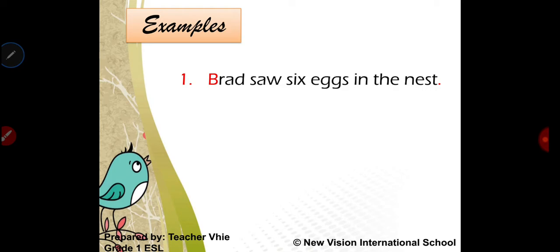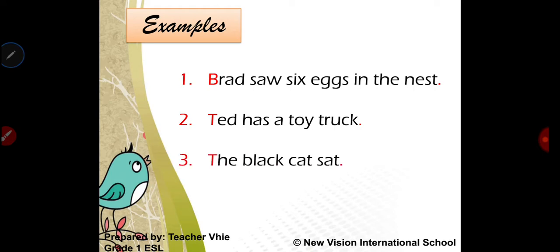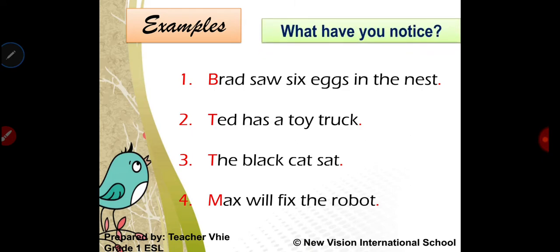Brad saw 6 eggs in the nest. Ted has a toy truck. The black cat sat. And Max will fix the robot. Now, the question is, what have you noticed? All right, good job. It begins with a capital letter and it ends with a period. So all of them begin with a capital letter and end with a period.